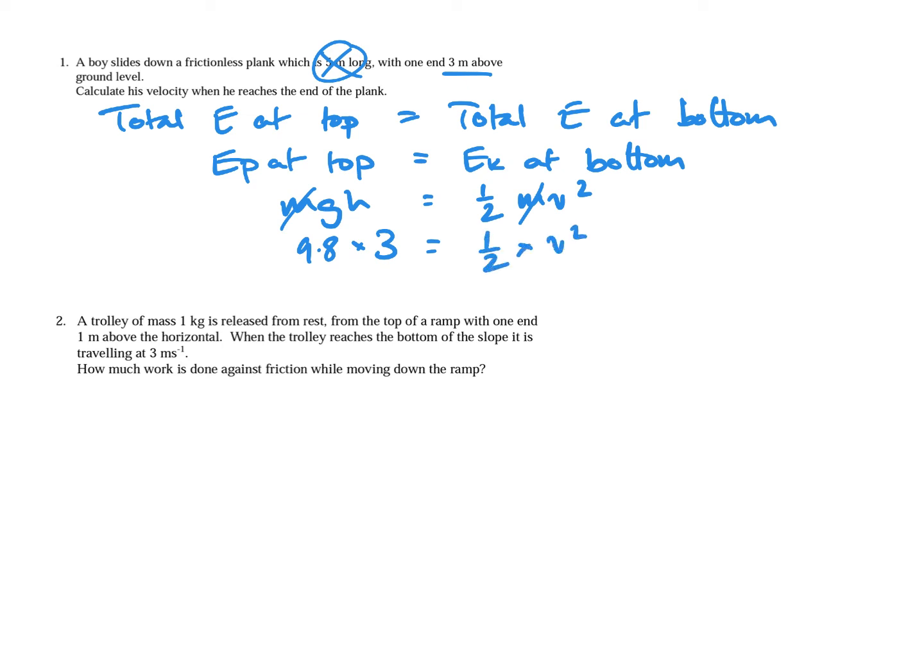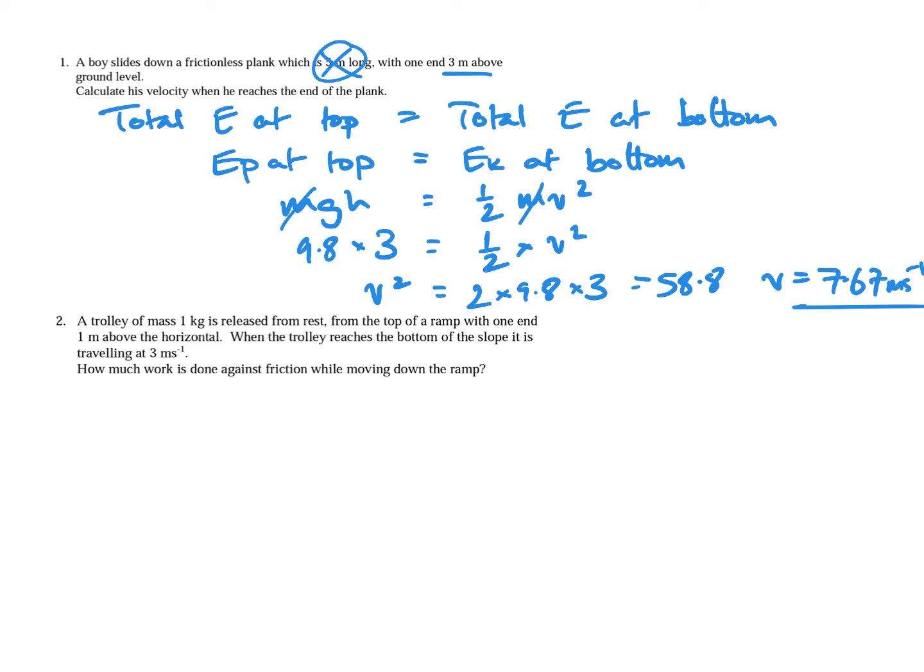Half times v squared, so rearranging that, you get v squared equals 2 times 9.8 times 3 is 58.8, and therefore v equals 7.67 metres per second.